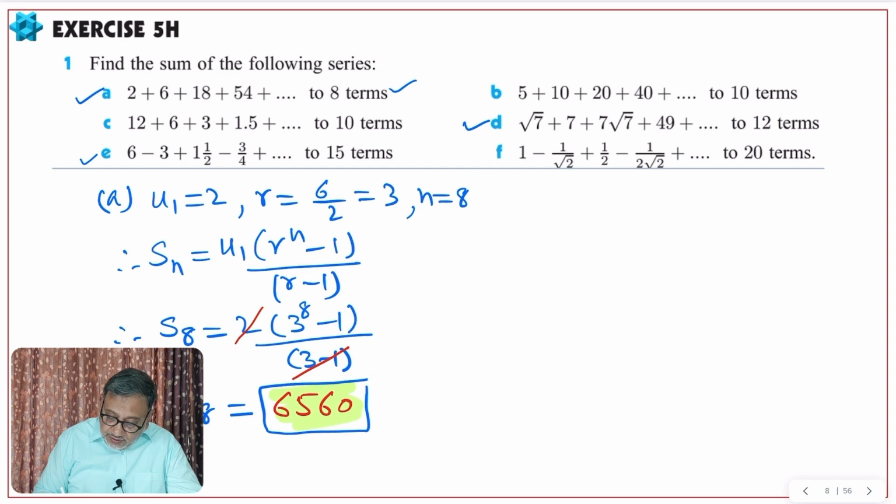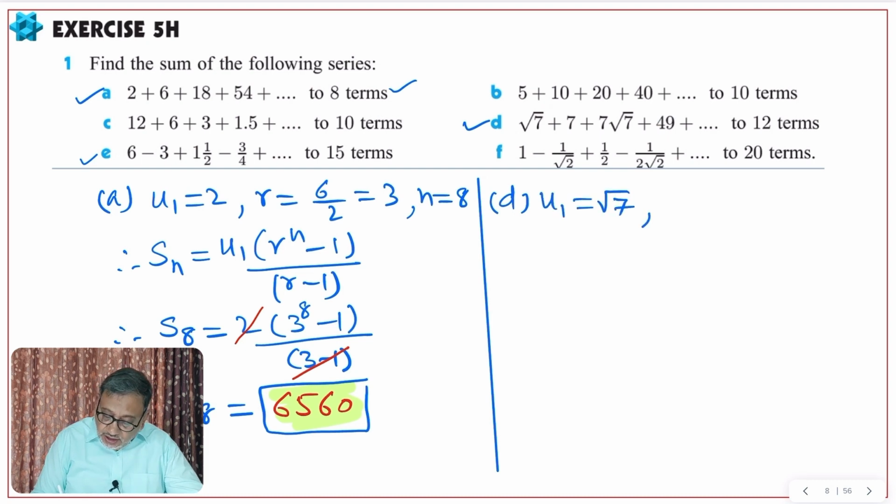Now D part I will do here. What is given to us? The first term is given to us, root 7. Also R is given to us, second term divided by the first term. So 7 divided by root 7, which will be root 7, right? And N is given to us. N will be what? N will be 12, right? I will write on the next line. N is 12. Therefore, we already have the formula.